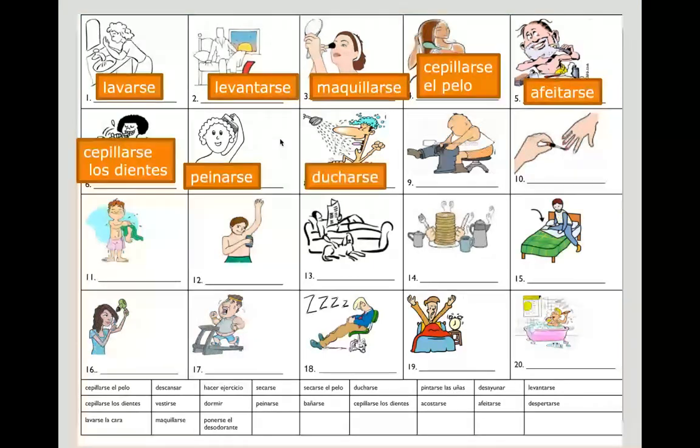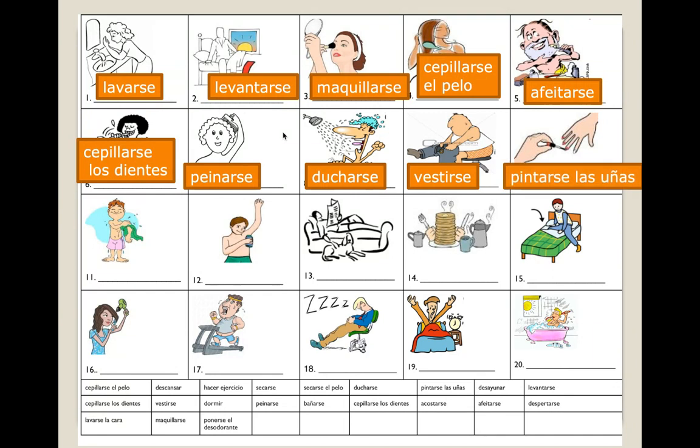Okay. Ducharse, to shower. Vestirse, to get dressed. Another term or phrase you may hear for this is ponerse ropa, to put on clothes. Vestirse or ponerse ropa. Vestirse is the verb to get dressed. Ponerse, literally to put on clothes. Pintarse las uñas, to paint one's nails.